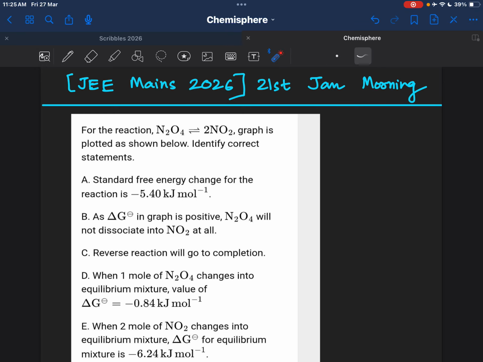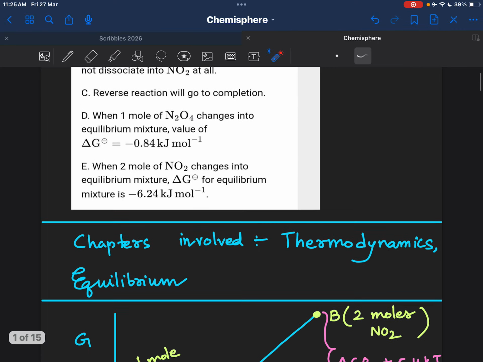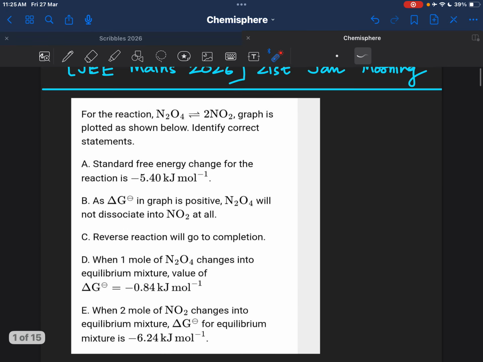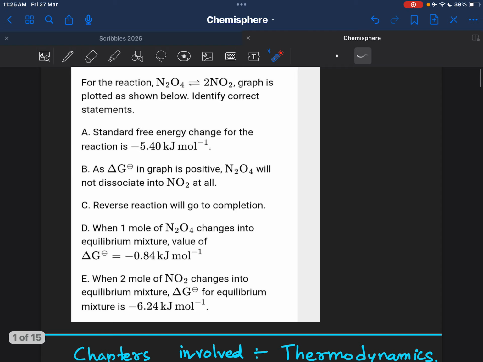Hello everyone. So this is a question from JEE Mains 2026, 21st Jan morning. The question is, for the reaction N2O4 reversible to NO2, a graph is plotted as shown below. So this is the graph that they have given. Identify the correct statements. So there are some statements given to us, and we'll look at them one by one.